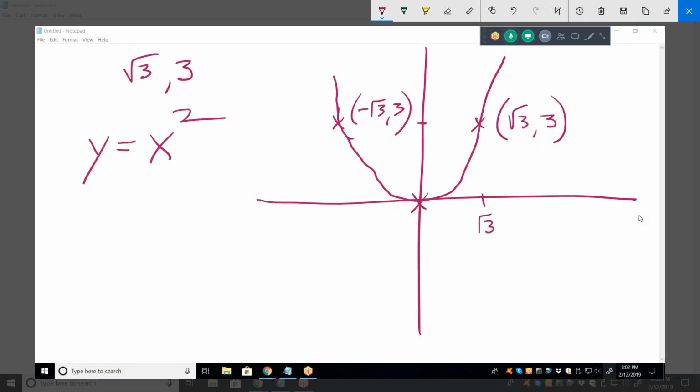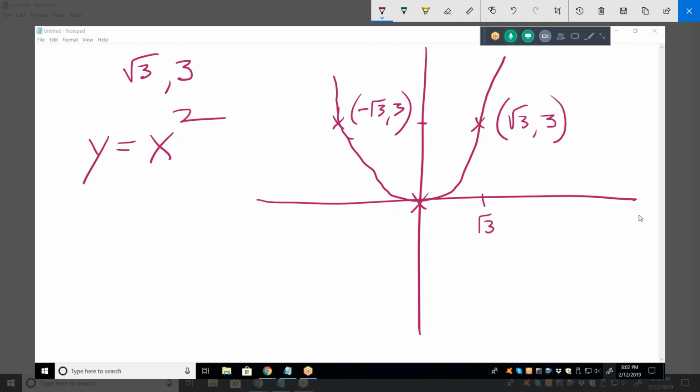Is that not the answer? In other words, when x is square root of 3, y is going to be 3. When x is negative square root of 3, y is going to be 3. And when x is 0, y is going to be 0. I don't see that we need a vertical stretch factor. I don't see that we need a shift of any kind. Cliff, look that one up.